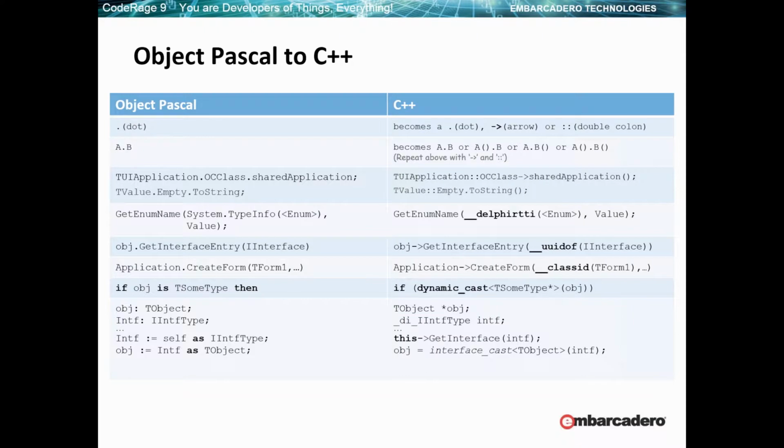Okay, now I'm going to switch into a different gear, which is you have some Object Pascal code and then you want to write the same thing in C++. And that's something that happens a lot because our framework is written in Pascal, so you often will look at the code and see it.